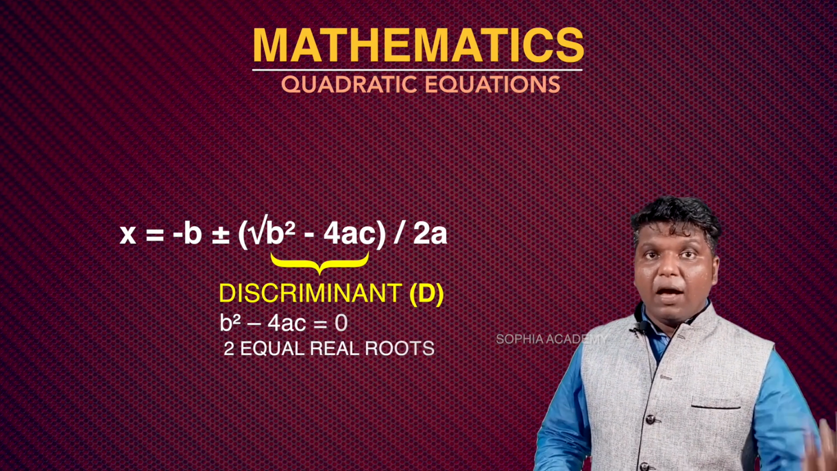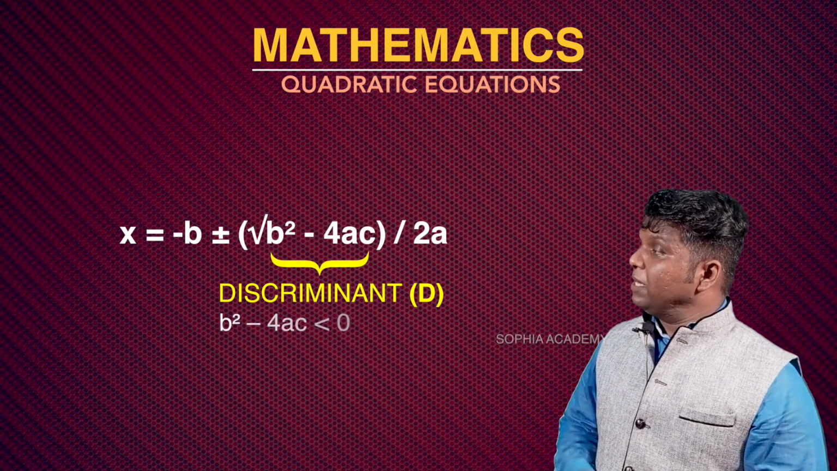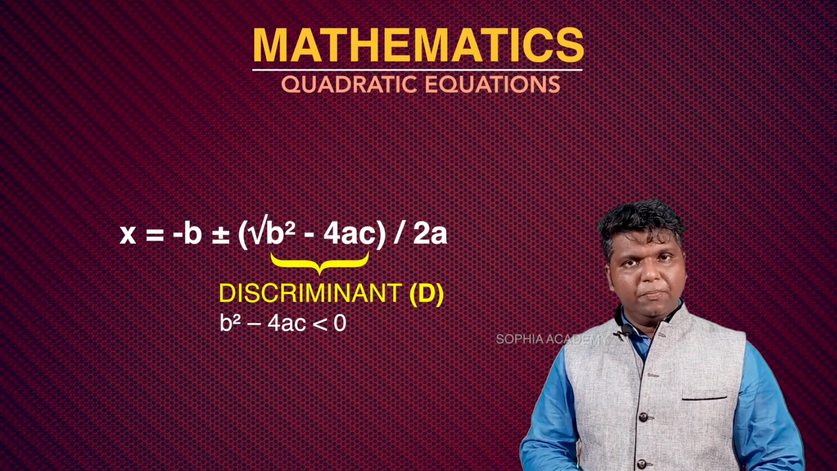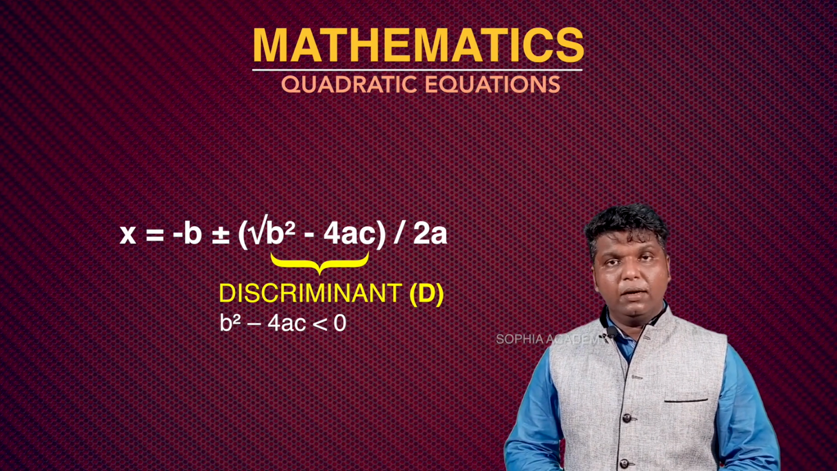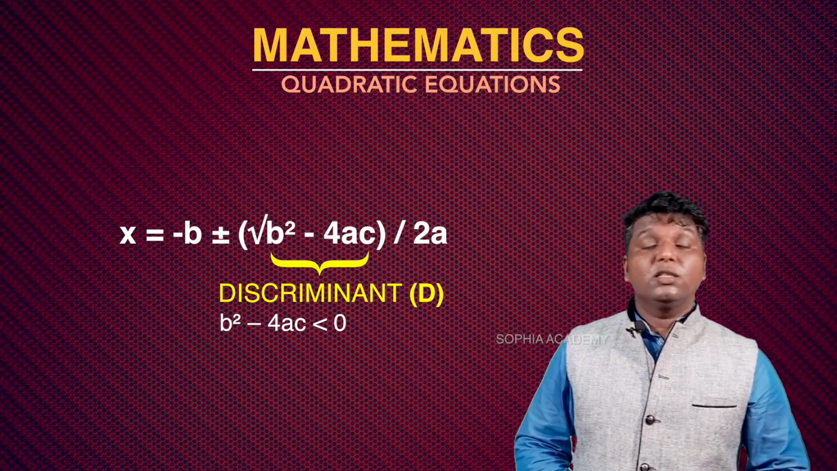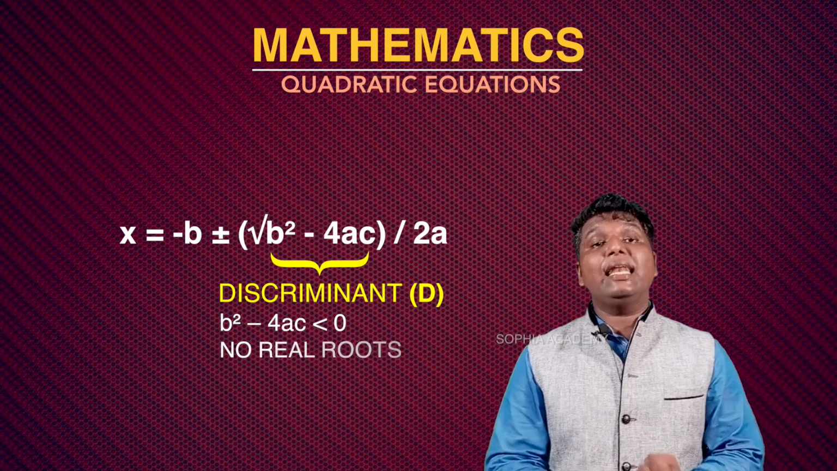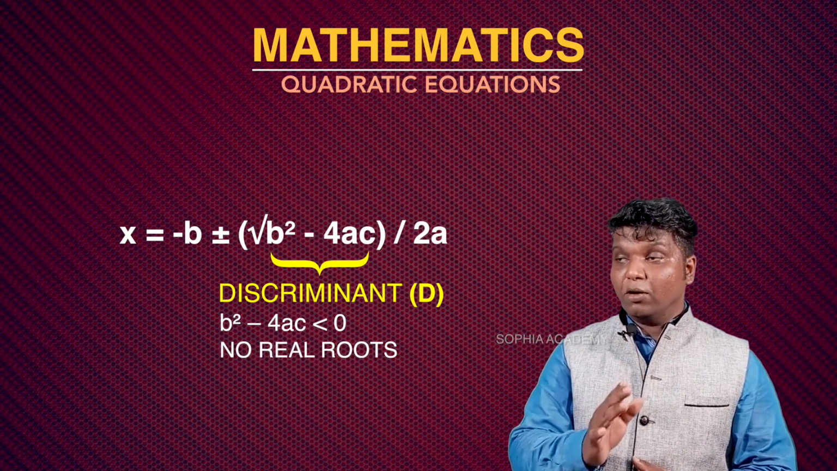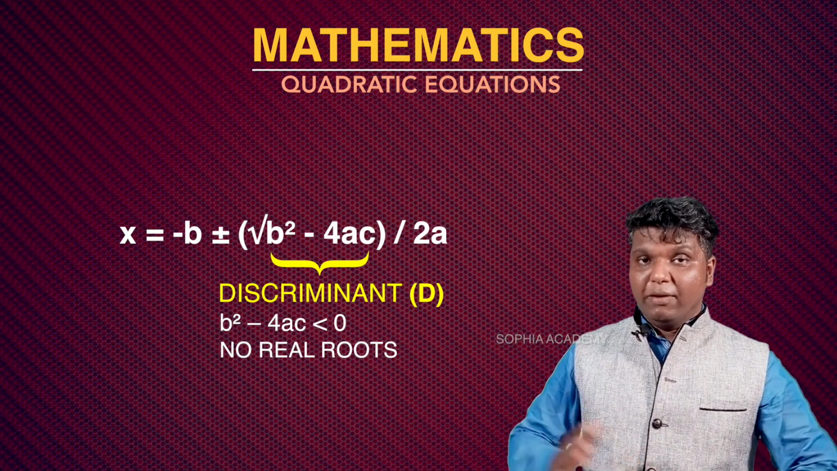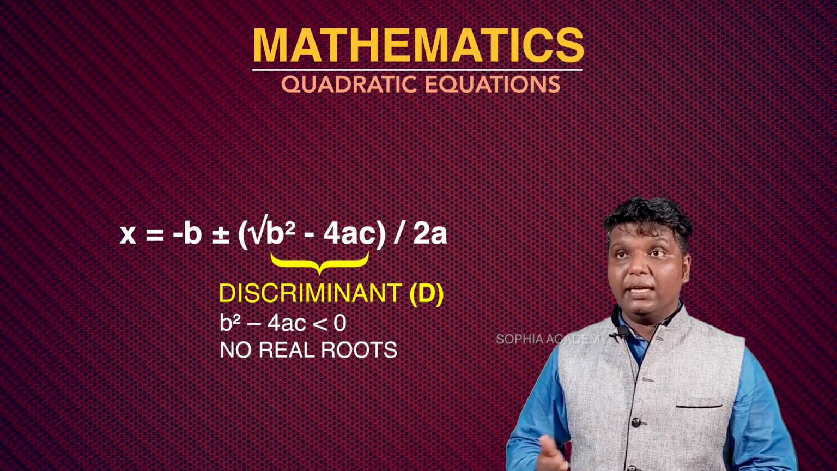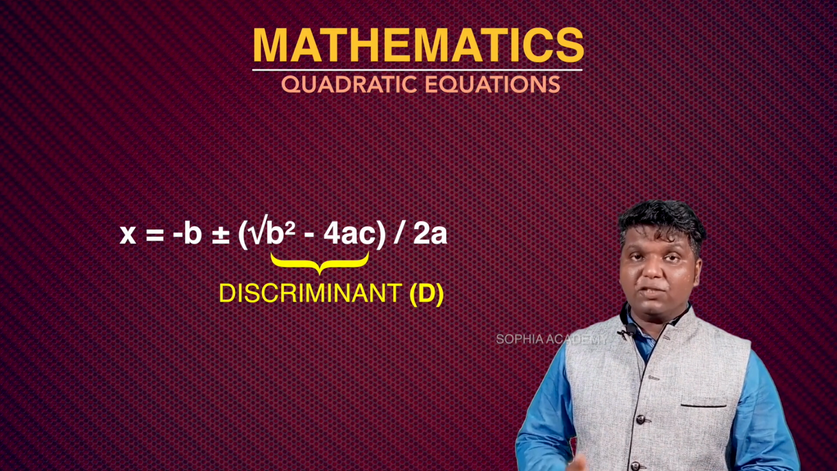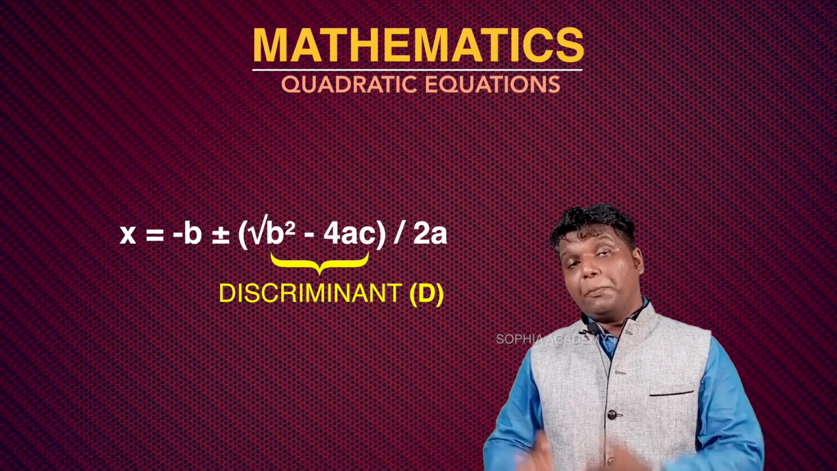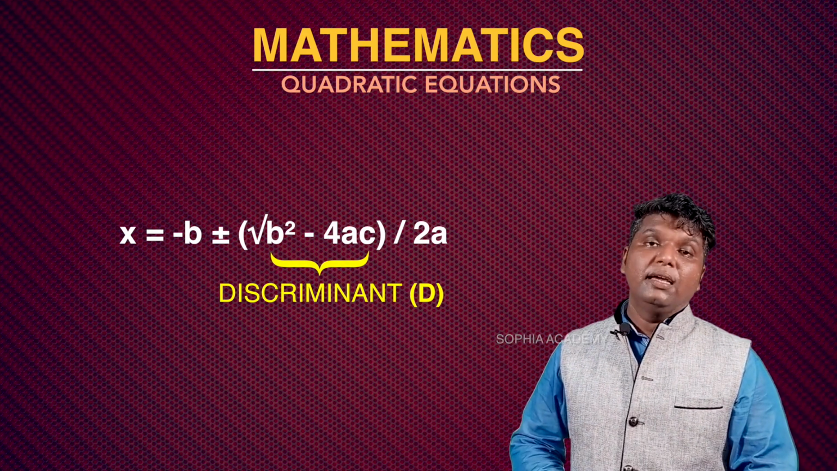One more condition: if b square minus 4ac is less than 0, that means a negative number, can you find the root of a negative number? No, you will not get the root of a negative number. That means you will never get a real number as an answer. I use the word real number because there are imaginary numbers. We can find the root of a negative number, for example minus 4, in higher classes. Those numbers are what we call imaginary numbers.